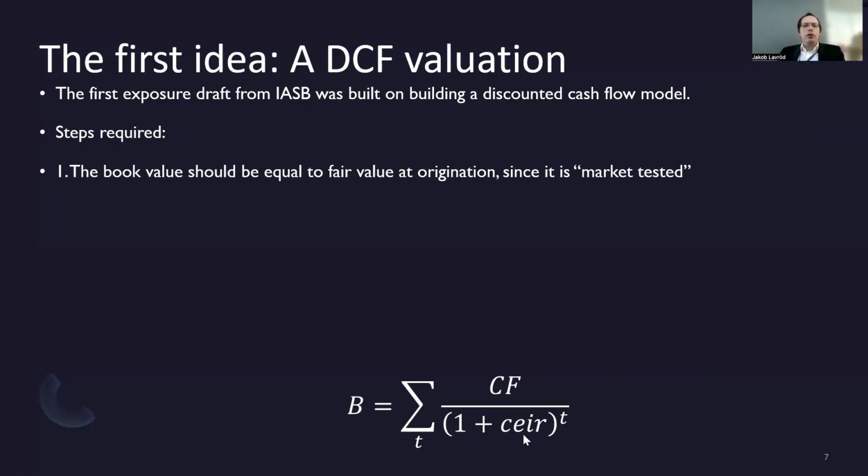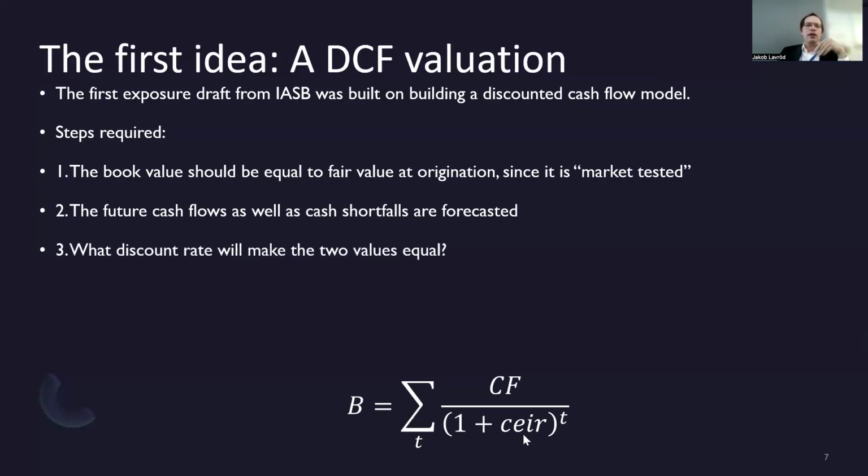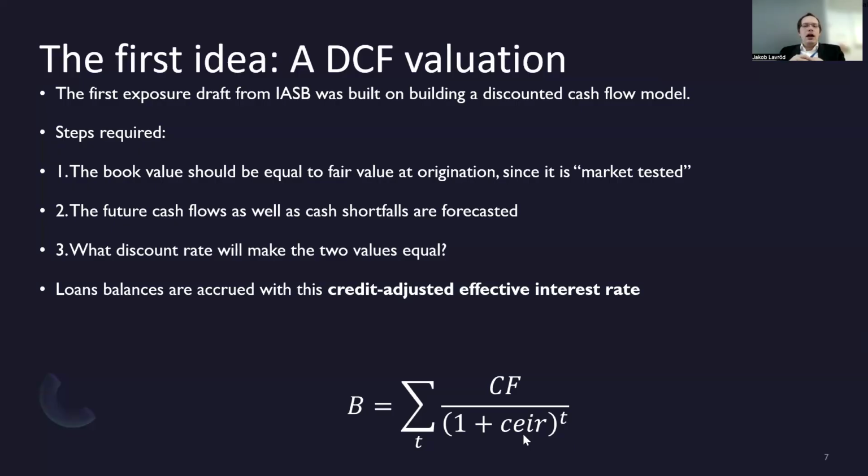So the steps required was basically that you would set the fair value equal to the balance of the loan, typically, because that's really market tested. I mean, you have two market participants that are prepared to do this transaction. You did all the future cash flows to forecast them and put them in the cash flow place, and then you calculated this discount rate. And this was then called the credit adjusted effective interest rate. And this would have been a good method.